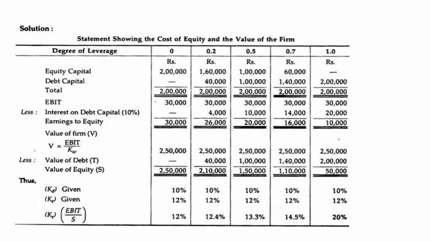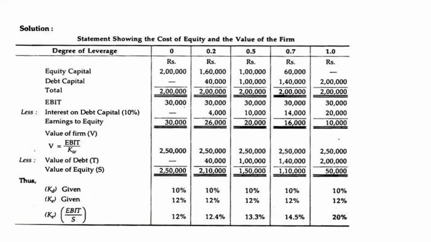This is 30,000, and you have been given the interest rate 10%. So whatever the value of a debenture is, you can easily calculate the value of interest. So in the first case, the value of interest is 0, and in the second case, this is 4,000, then 10,000, then 14, and then 20,000.